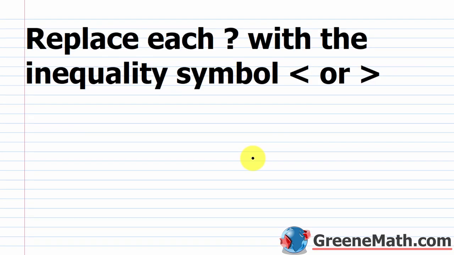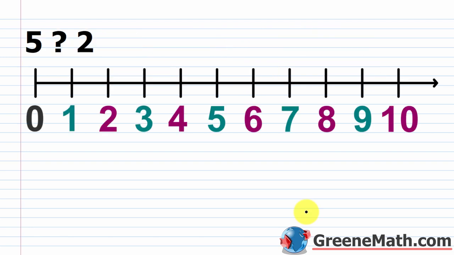All right, let's go through some examples. I think you're going to find this very, very easy, but something you'll definitely see in your textbook. So we want to replace each question mark with the inequality symbol, less than or greater than. All right, for the first example, we have 5 question mark 2. So let me write this over here. 5, and then we have a question mark, and then a 2.